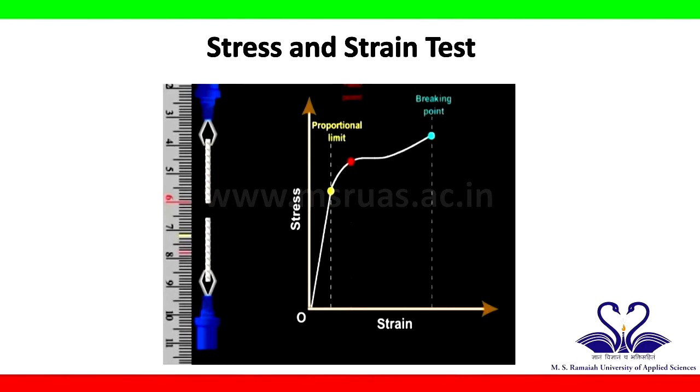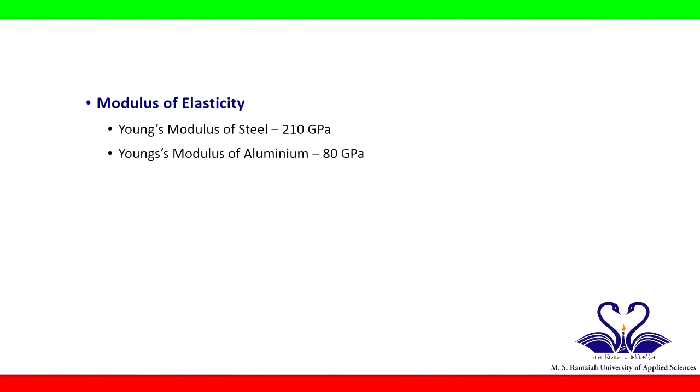Area under the stress-strain curve in the elastic limit is known as resilience, and the area under the whole stress-strain curve is known as the fracture toughness. In general, the modulus of elasticity or Young's modulus of mild steel will be approximately around 210 GPa and Young's modulus value for aluminum will be around 80 GPa.